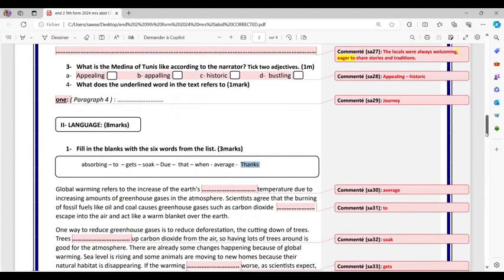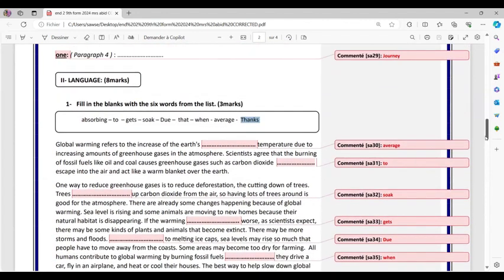Here we go for the first paragraph. It deals with global warming. Global warming refers to the increase of Earth's temperature. Now, Earth's temperature is missing an adjective here, and it's the average temperature. So it is the increase of Earth's average temperature due to increasing amounts of greenhouse gases in the atmosphere.